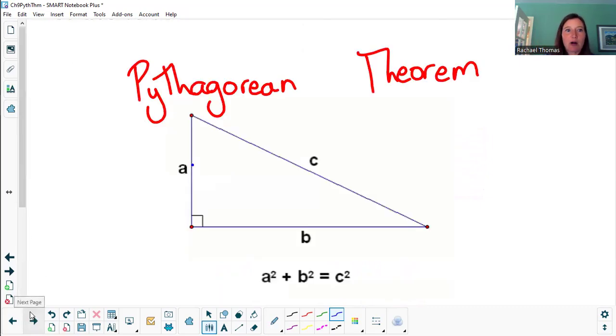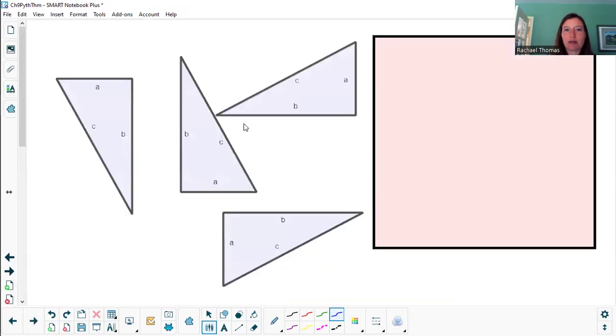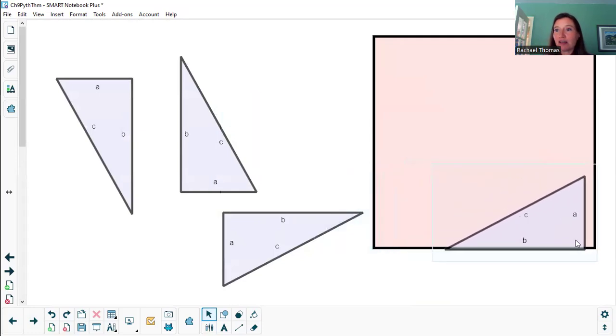Let's go ahead and see why this works. A squared plus b squared equals c squared. All right, I've got a big square and I have four little triangles here. You notice that each of these triangles is congruent. They're all just copies of the same triangle. They're right triangles whose legs are labeled A and B and whose hypotenuses are labeled C. And I'm just going to fill them in here.